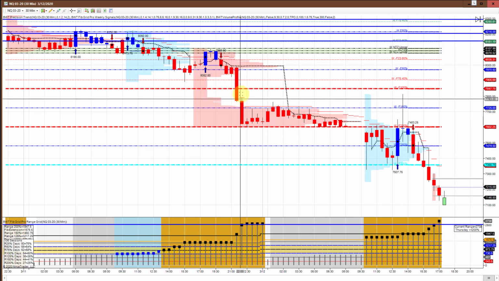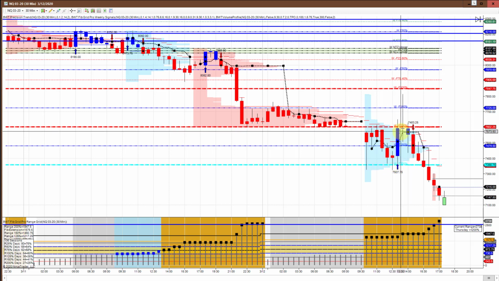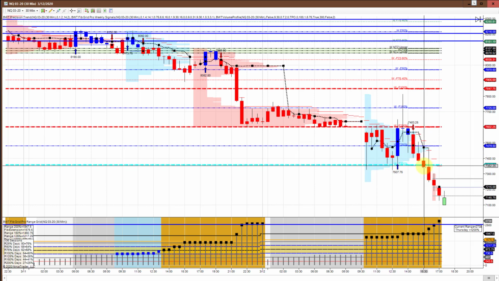So at the open of the regular session, you can see that the 200% provided resistance, and then the 300% extension of the daily range, in other words 3 times the daily range, was this level here, 73.54. This provided support, and so the market traded between 200% and 300% of the range until it finally gave way in the last half hour of trading.